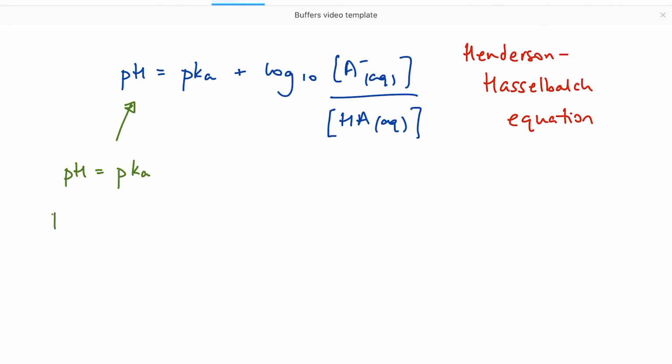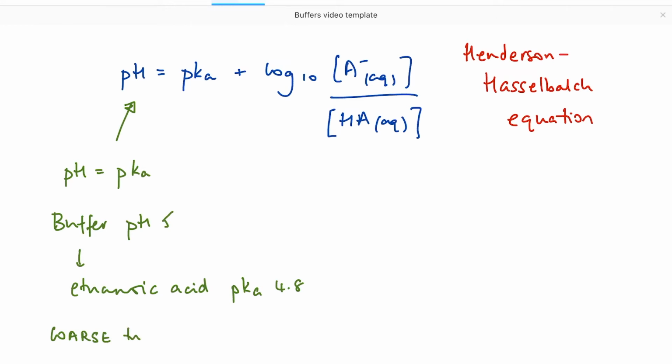So, for example, if I wanted a buffer that worked in the region of pH 5, then choosing ethanoic acid as my weak acid would be a good choice because it has a pKa of 4.8. So I would make my buffer solution from ethanoic acid and sodium ethanoate. This is sometimes referred to as the coarse tuning of the buffer. So we are just setting up the rough pH range where we need our buffer to work.